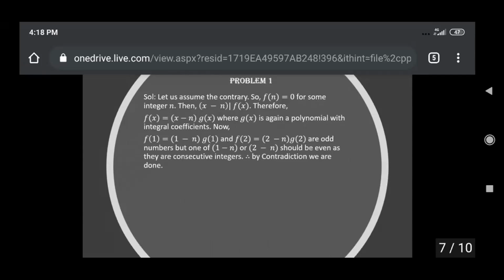Here we will consider x minus n is a factor of f of x. Then we can tell that all factors are always divisible by both of them. So x minus n will completely divide f of x. Therefore, we can write f of x in terms of the division algorithm, where x minus n is a divisor and we consider g of x as a quotient. Therefore, f of x is equal to x minus n into g of x, where g of x is again a polynomial with integral coefficients, which we are considering as quotient.